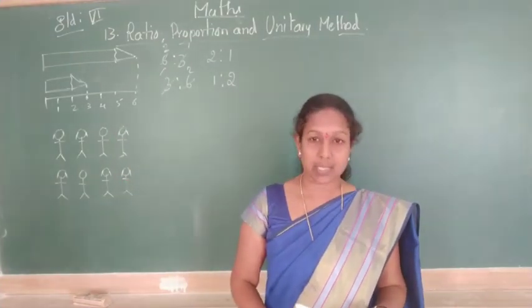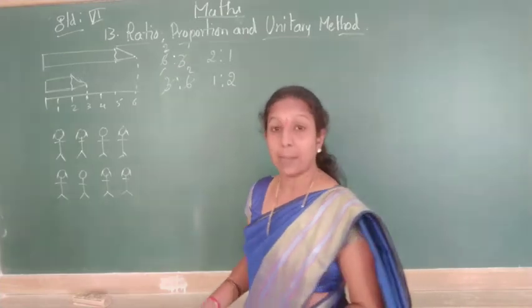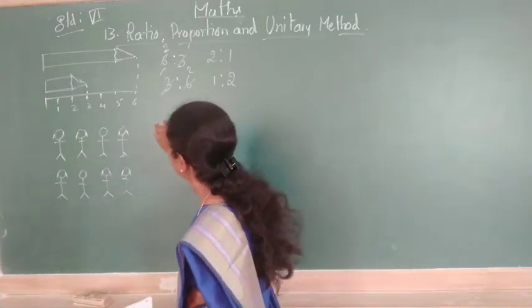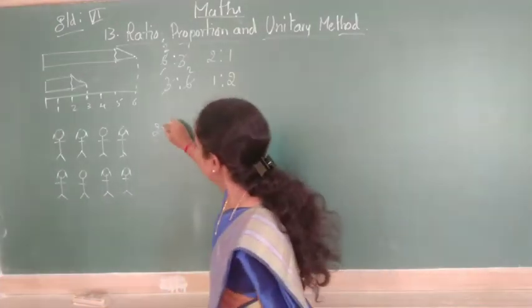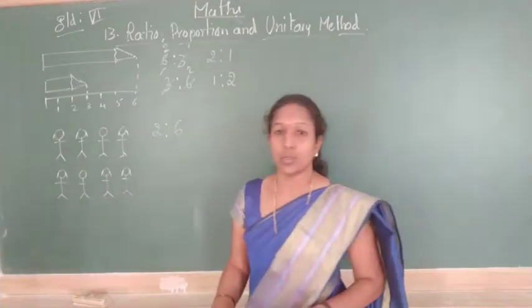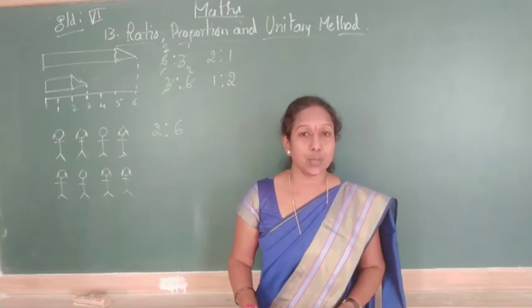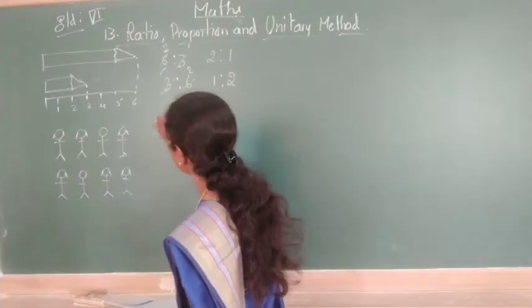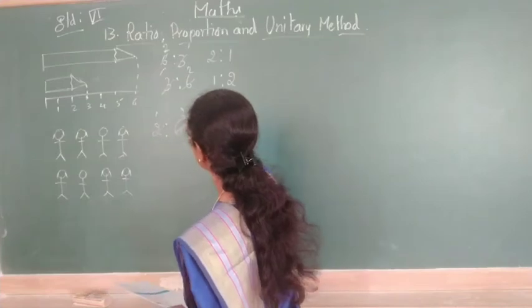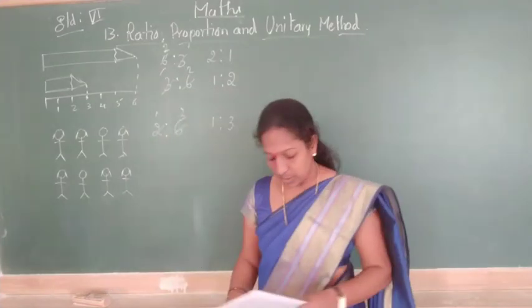Okay, so they are asking the ratio of the number of boys. The number of boys is how many? 2 are the boys, and how many are girls? That is 6. So the ratio is 2:6. We can write it in the simplest form, that is, 2 ones are 2, 2 threes are 6. So the answer is 1:3.